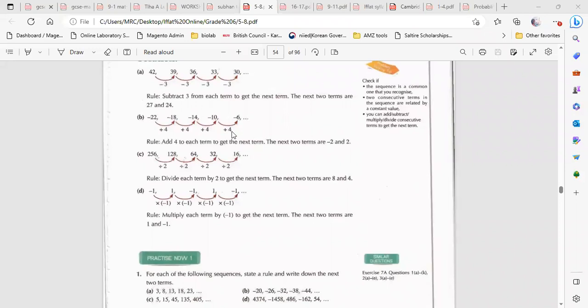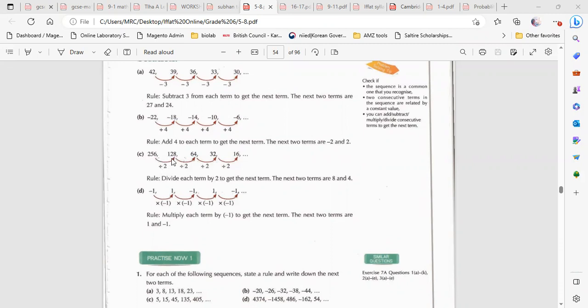Now it is part C. 256, 128, 64, 32, 16 and so on. So first of all we are getting the rule here. What is the rule here? So you can say we have to divide it by 2 because by dividing we are getting the next term. So we are taking half of the given term to get the next term.